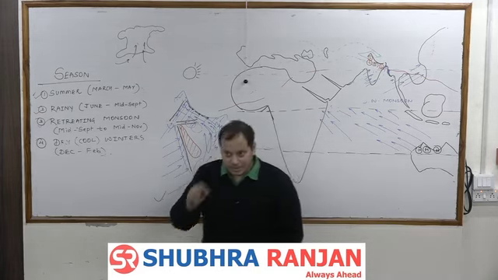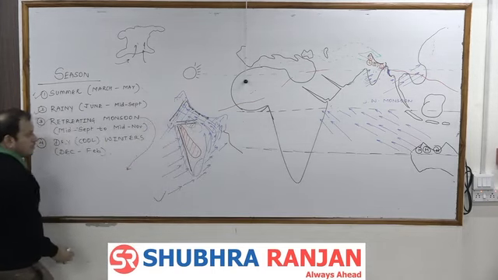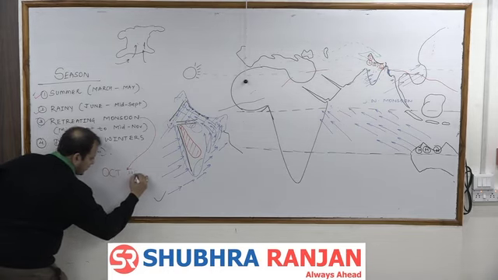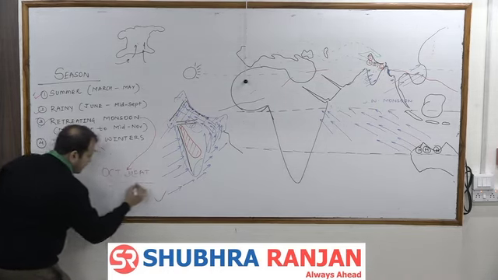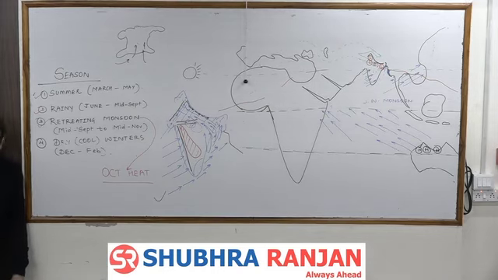So during the daytime, in the month of retreating monsoon, the temperature increases so much that you call this famous as October heat. But at night, the cold starts to come. We had experienced the same thing, October heat, some days back.